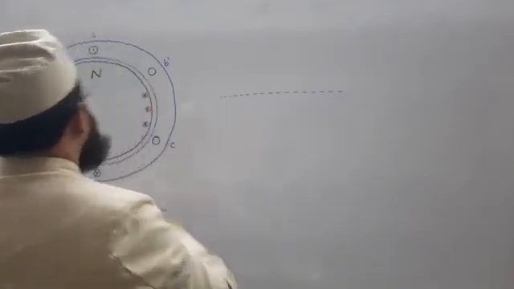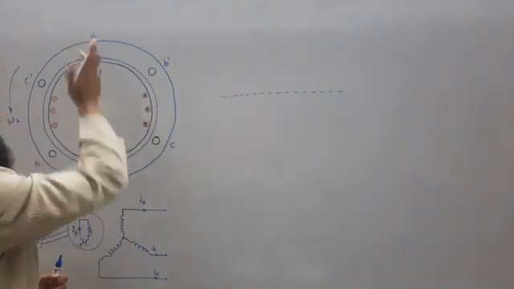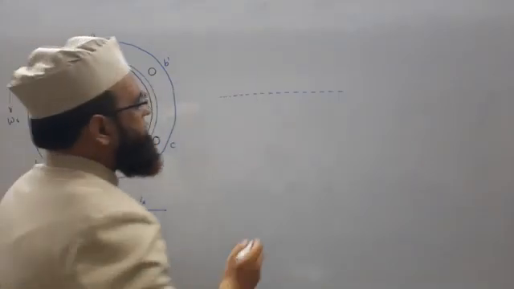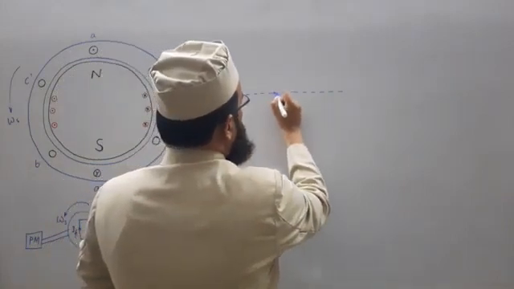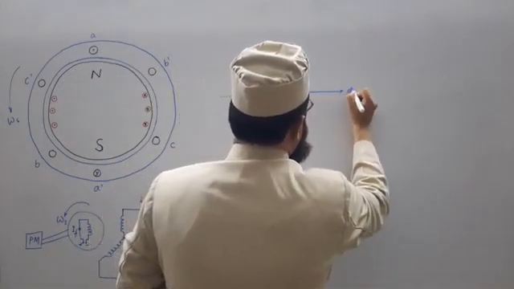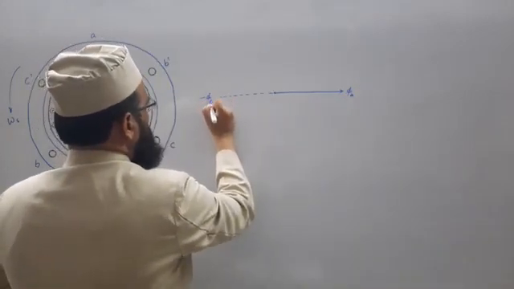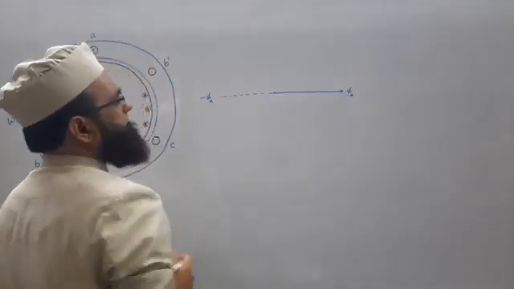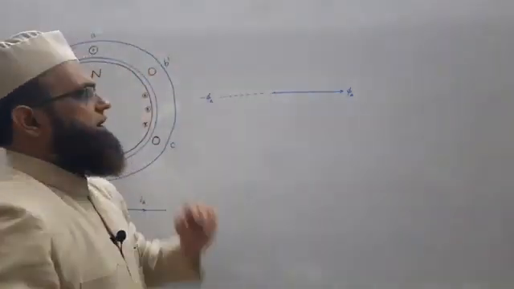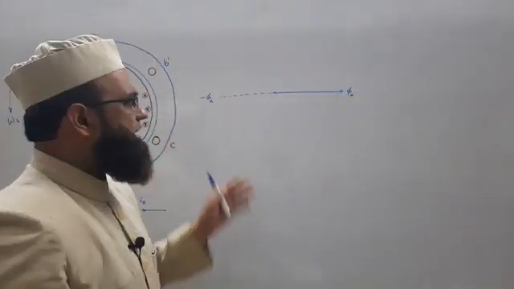Means if current is 0, flux will be 0. If current is maximum, flux will be maximum. If current is minimum, flux will be minimum. So we may mark here this as phi A, or here we may mark minus phi A. So phi A and the negative of phi A, so it will oscillate between some maximum and minimum value.